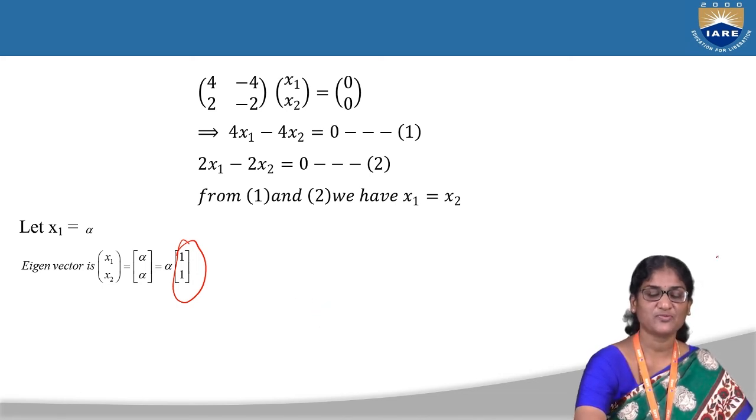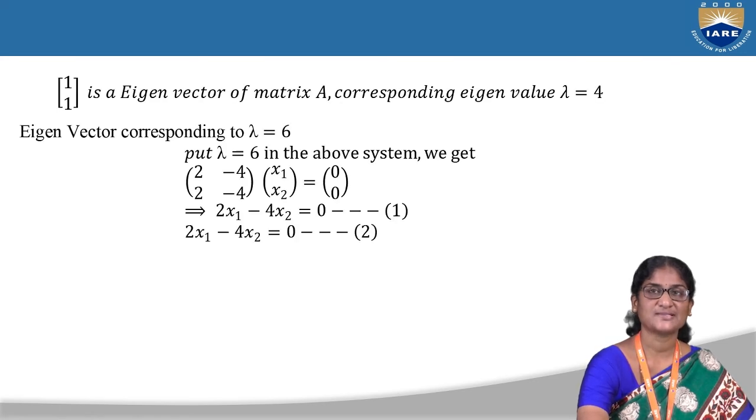The same procedure is followed for finding the eigenvector for lambda is equal to 6. So, let us find the eigenvector corresponding to the eigenvalue lambda is equal to 6. Similar to what we have done for lambda is equal to 4, do the same procedure by substituting lambda is equal to 6 in the above system of equations. So, we will get the matrix 2 minus 4, 2 minus 4, times x1, x2, which is equal to 0, 0, which gives 2x1 minus 4x2 is equal to 0.